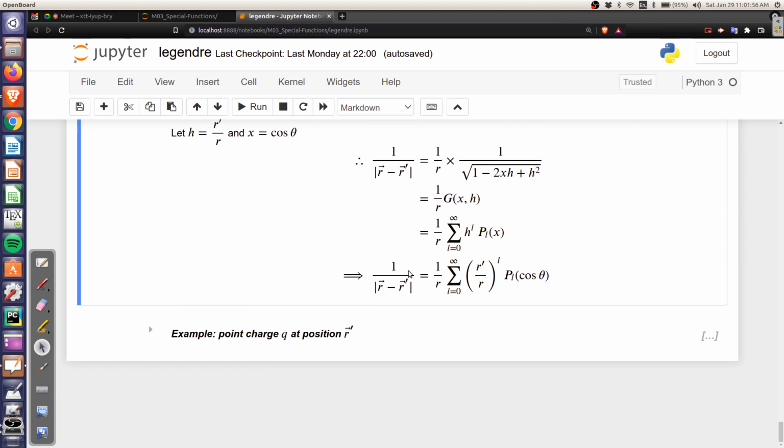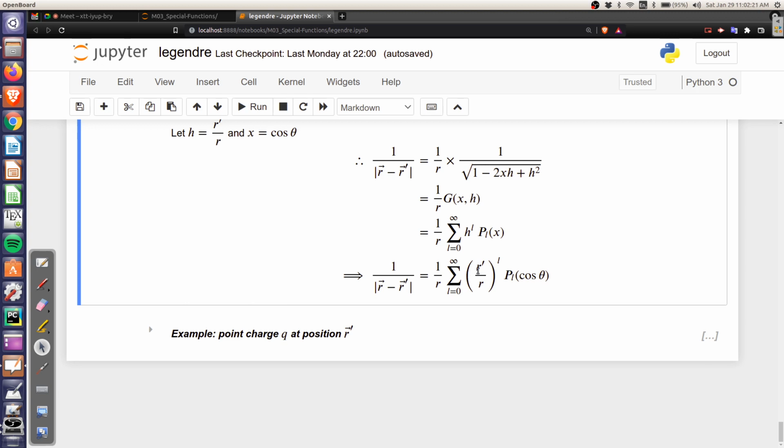Okay, so if you remember this idea, the inverse distance is 1 by r summation, inside the summation, r prime by r to the power l, because that's what h is, into Pl of cos theta. Okay, it involves the Legendre polynomials. Is this clear? So remember, inverse distance can be written in this way. Is this clear, everyone?